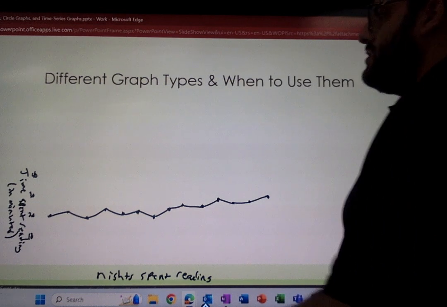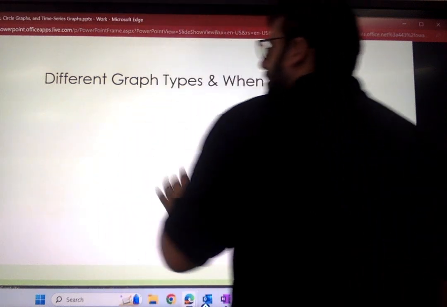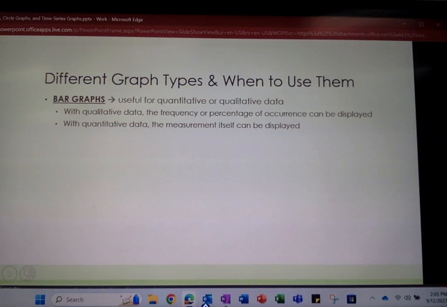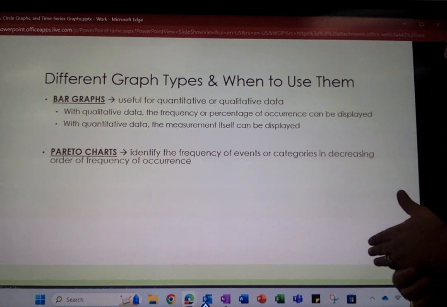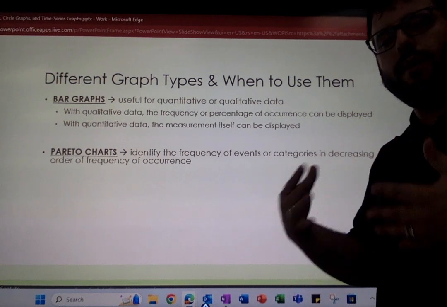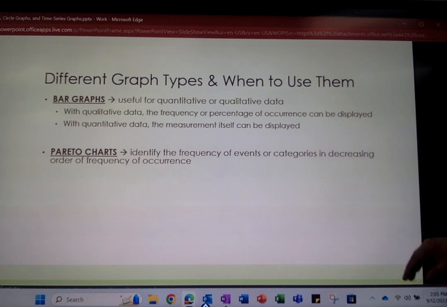But how do I know which ones to use and when to use them? Bar graphs can be used for quantitative or qualitative data. With qualitative data, you have frequency or percentage of occurrence, but with quantitative data, you can actually use the measurement itself to display. Pareto charts are better suited for frequency of events in decreasing order of frequency of occurrence. So if you wanted to put these in a particular order, a Pareto chart would probably be the easier one for you.